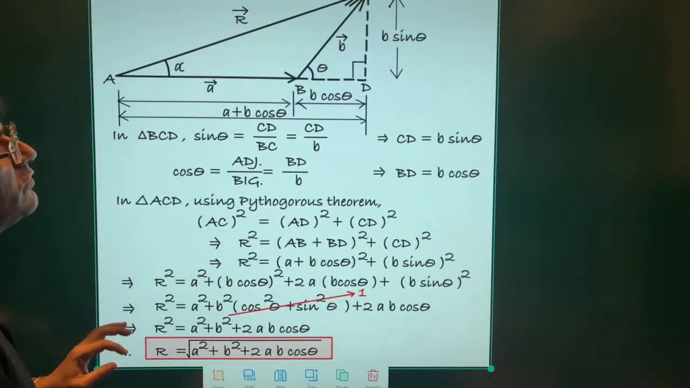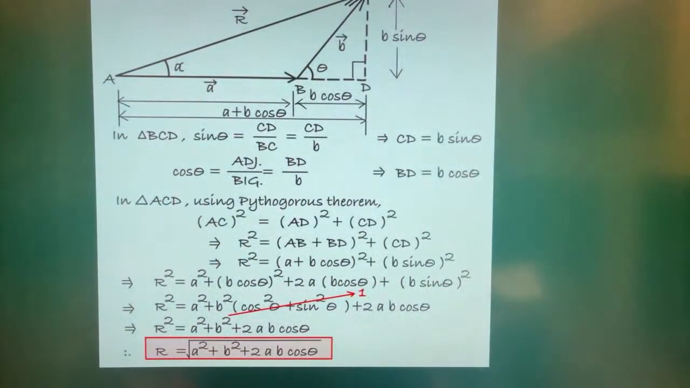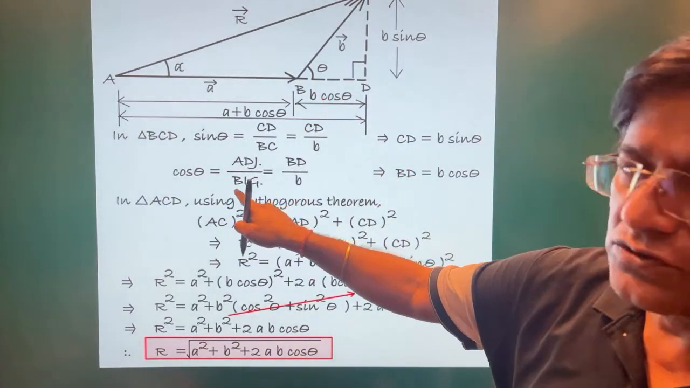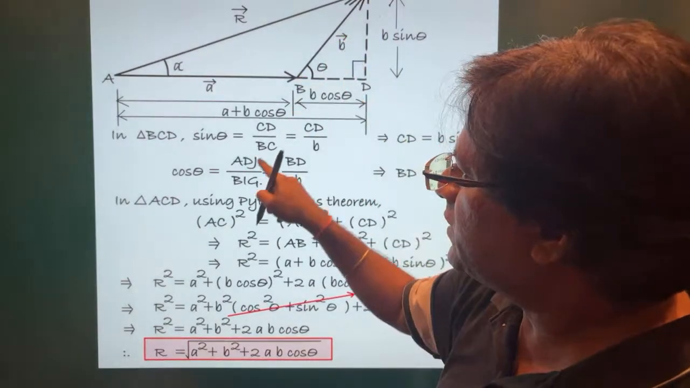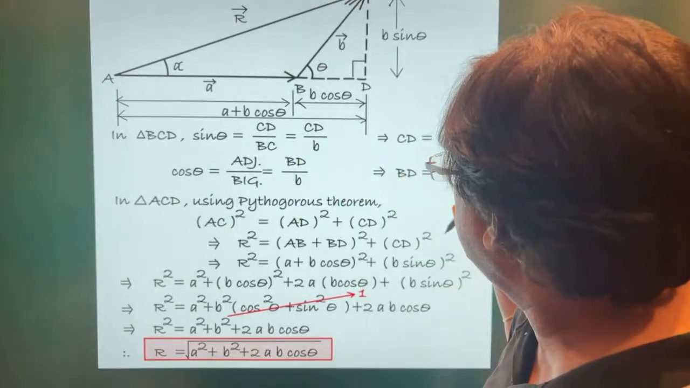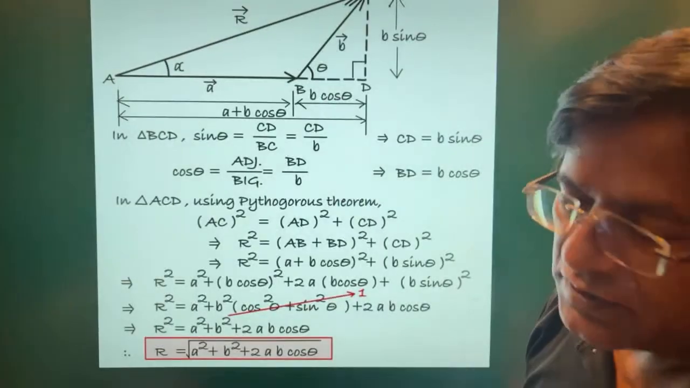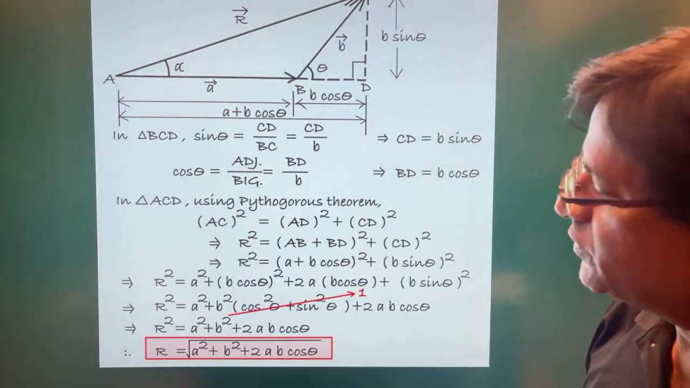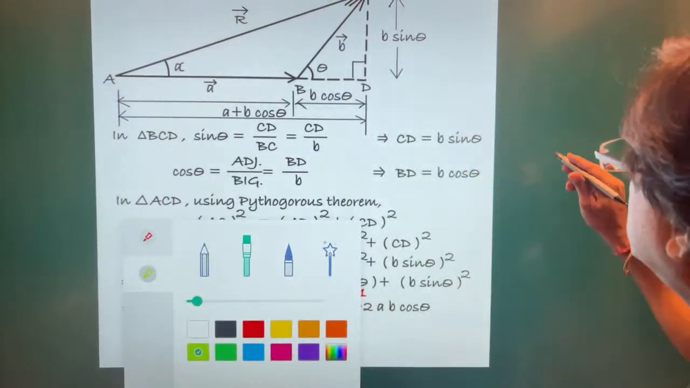Next we will calculate base BD. For base BD, we have to take cos theta. So for cos theta, this adjacent side by this biggest side, that is BD by B again. From here BD is B cos theta. So this is base BD, right? So in this way we have got these components. Later on we will study that these are called components.